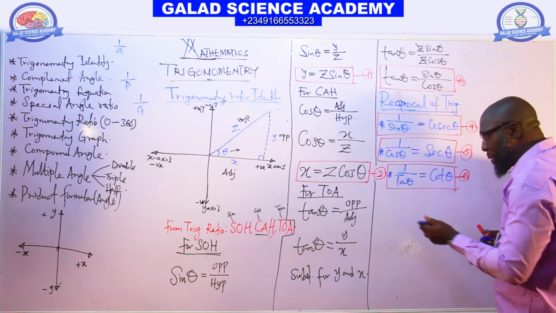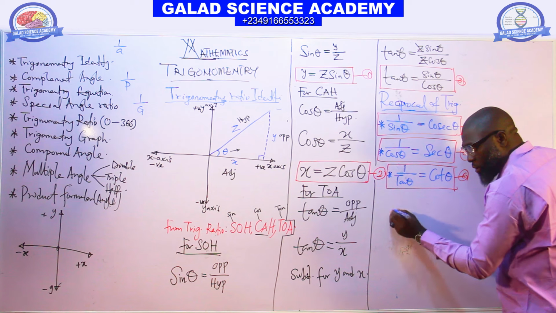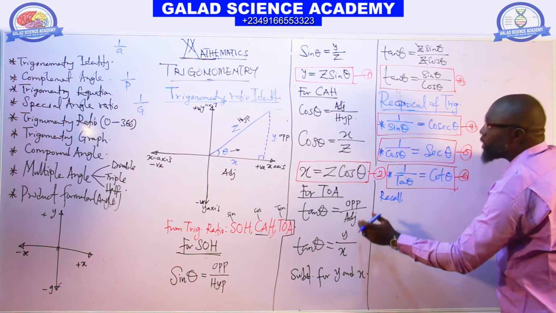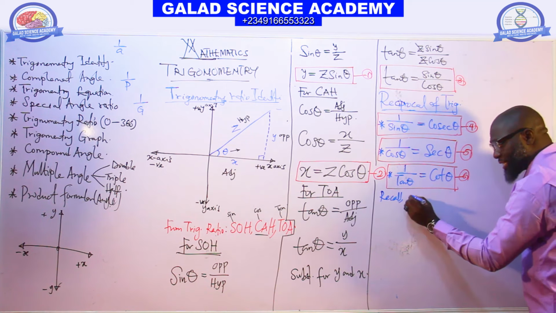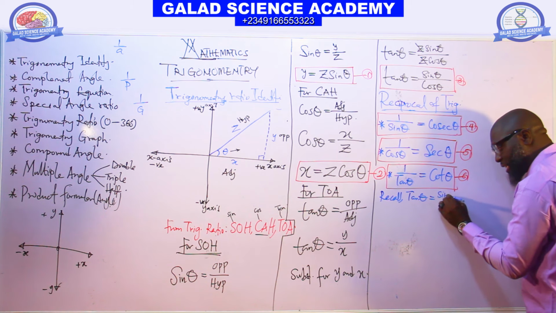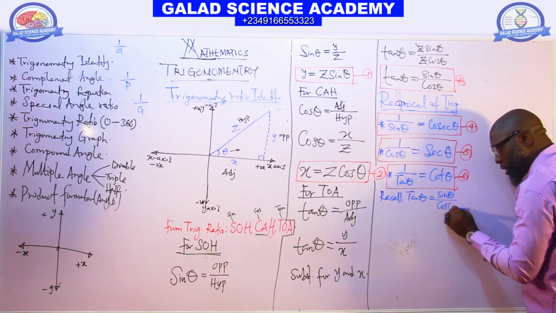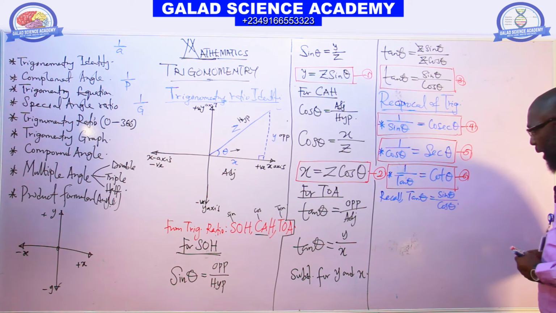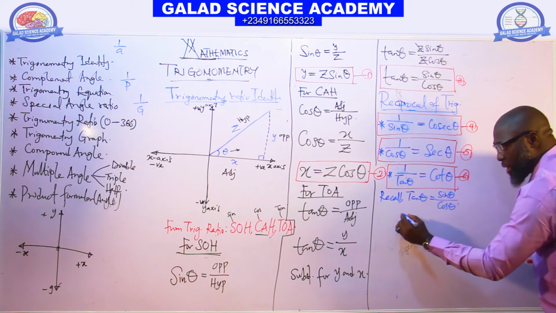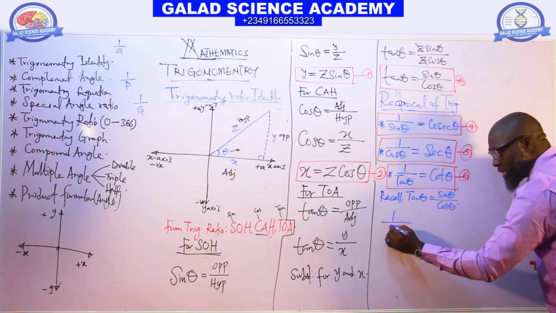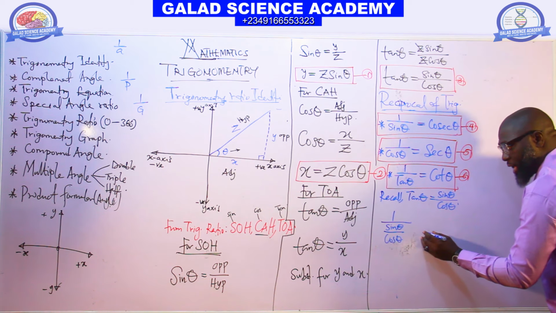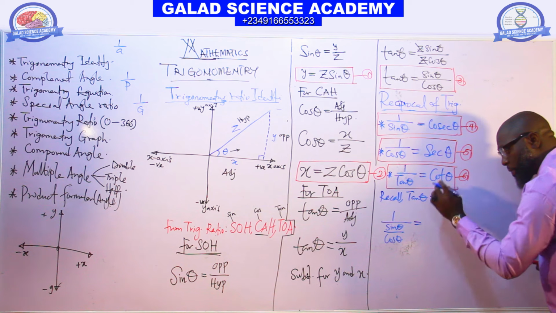And do you remember, recall that from equation 3, tan theta is sine theta over cos theta. So if we now put it here, we have 1 over sine theta over cos theta, which is what?